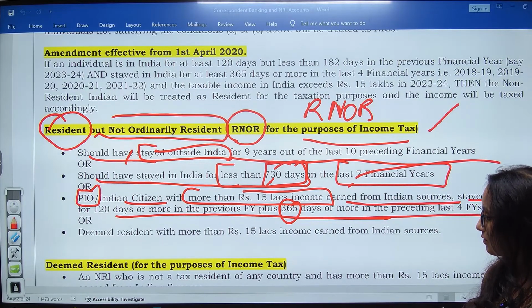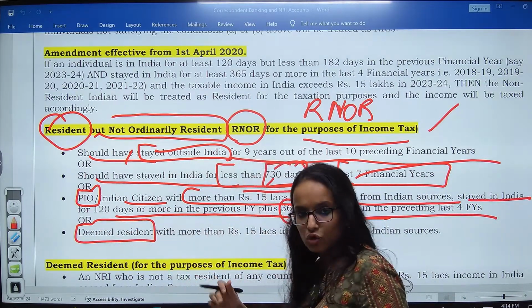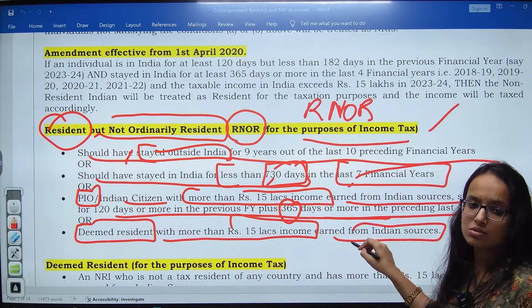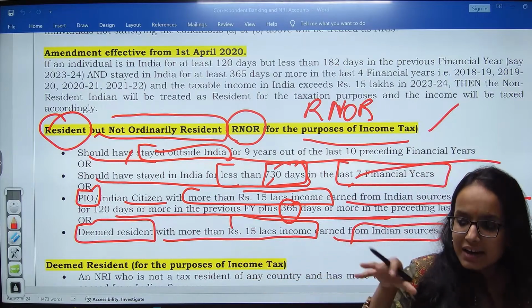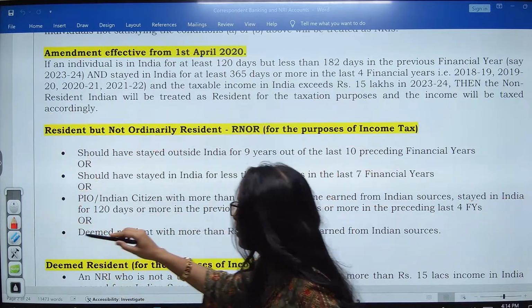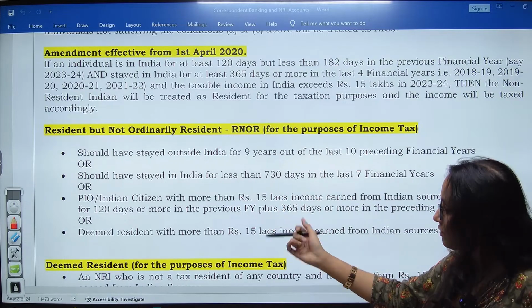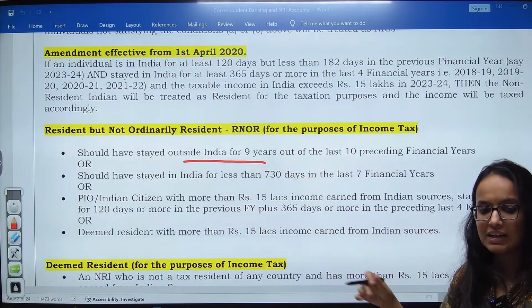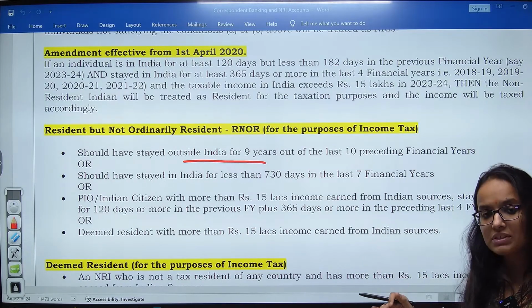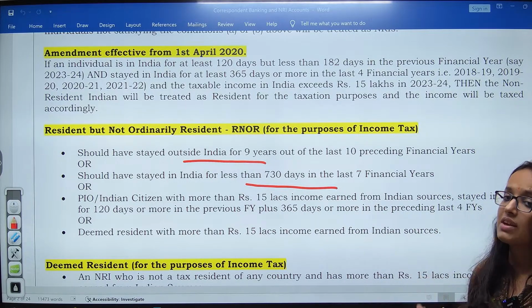And the fourth is that you have the status of deemed resident, with more than rupees 15 lakh income earned from Indian sources. So this income has to be generated from Indian sources only. These are the criteria you should remember for an individual to be classified as resident but not ordinarily resident. First, you should have stayed outside India for at least 9 years out of the preceding 10 financial years. Second, you should have stayed in India for less than 730 days in the last 7 years.